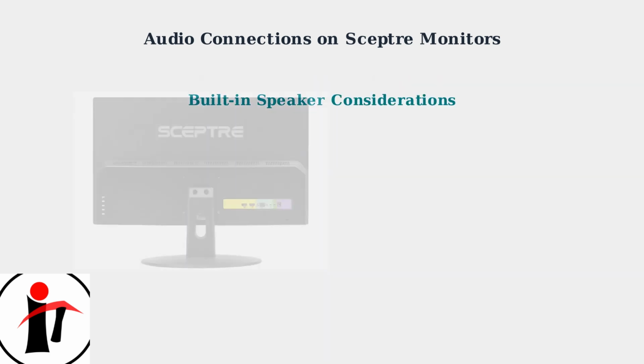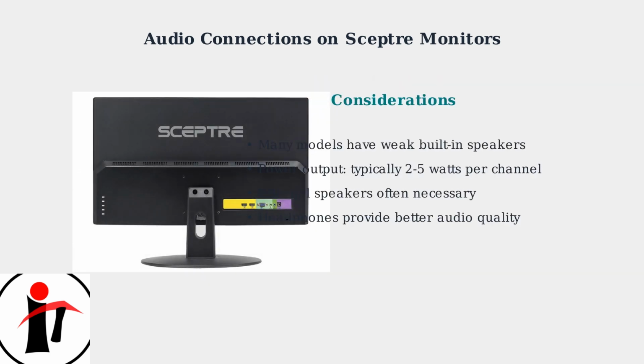Keep in mind that many Sceptre monitors have weak or no built-in speakers. The power output is typically only 2 to 5 watts per channel, so external speakers or headphones are often necessary for good audio quality. Understanding these connection options will help you choose the best audio setup for your Sceptre monitor. HDMI remains the primary choice for most users, while the 3.5mm jack offers a reliable backup option.